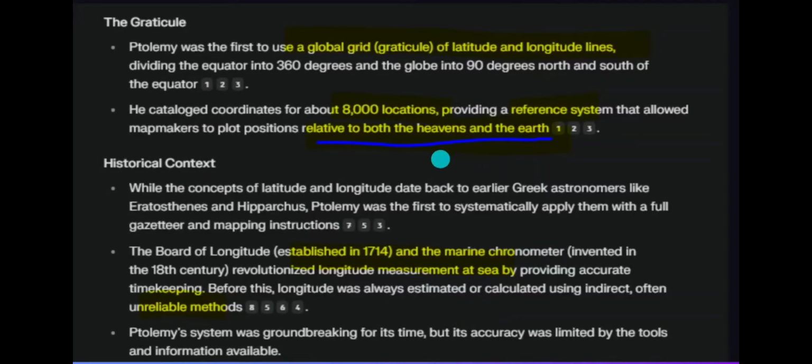So we have this juxtaposition: in Roman times, 100 BC, we have Ptolemy with his graticule defining latitude and longitude on a sphere in 90 degrees and cataloging 8,000 locations relative to the heavens on Earth. And then for, say, 2,000 years, nobody does anything. Everyone navigates. Everything's fine. But then longitude comes again. We need this universal defined longitude system in 1714.